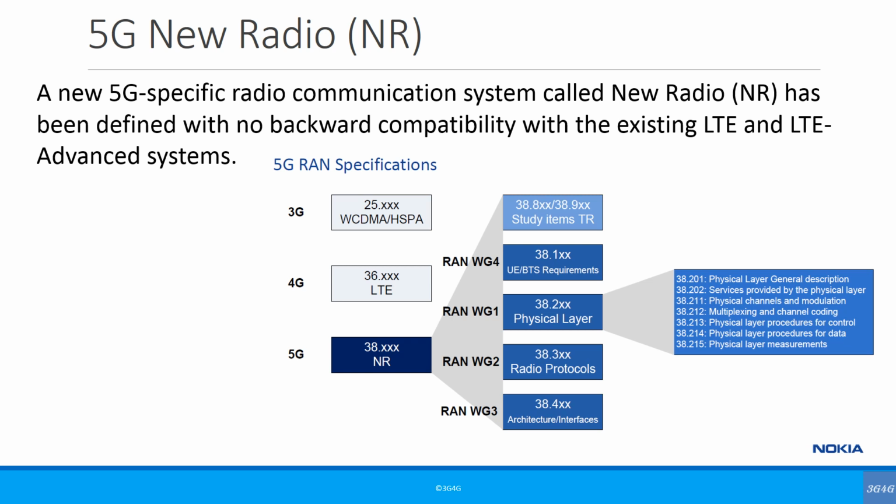So as you can see in this nice picture from Nokia, the physical layer would be 38.2 series, 38.201, 202, right? And the radio protocols will be 38.3 series. So there will be exact one-to-one mapping as in case of 3G, 4G, and 5G. So RRC, for example, would be 25.331 in case of 3G, 36.331 in case of 4G, and 38.331 in case of the new radio.